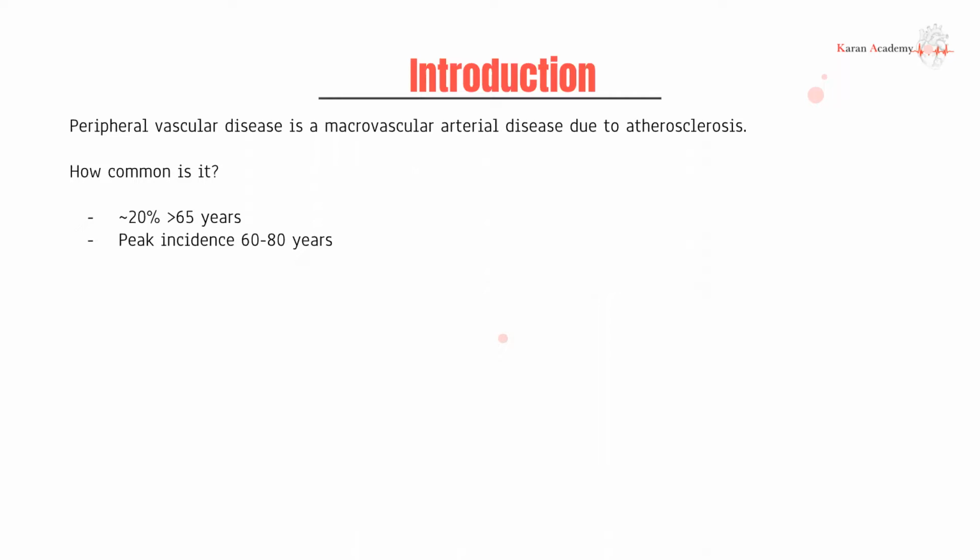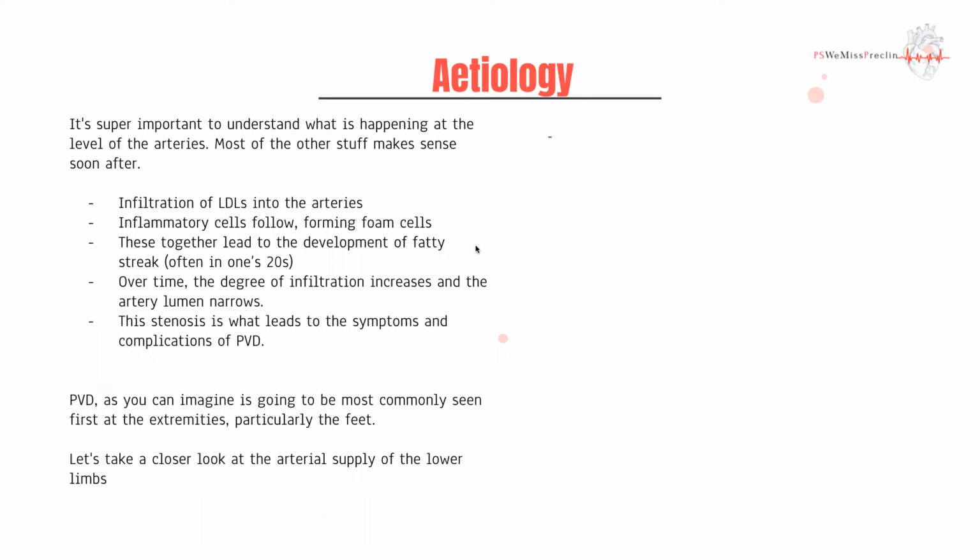Why is this important? Well, we talk about microvascular diseases quite extensively, whether it be diabetes, nephropathy, neuropathy, retinopathy. But you need to know that PVD itself is a macrovascular disease, which means it broadly affects bigger vessels. In terms of its prevalence, it is quite common, especially in older demographics, with a peak incidence of about 60 to 80 years. So I think it's really important to understand what's going on here at an arterial level.